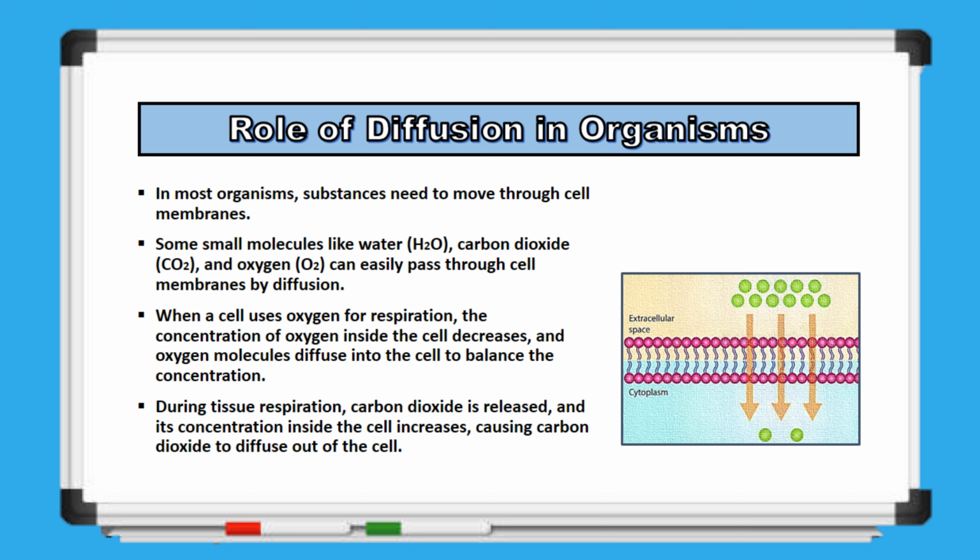The cell membrane's phospholipid bilayer allows small, nonpolar molecules to pass freely. As shown in the diagram, carbon dioxide particles diffuse from the cell into the cytoplasm. This process is crucial for maintaining homeostasis, obtaining nutrients, and removing waste.